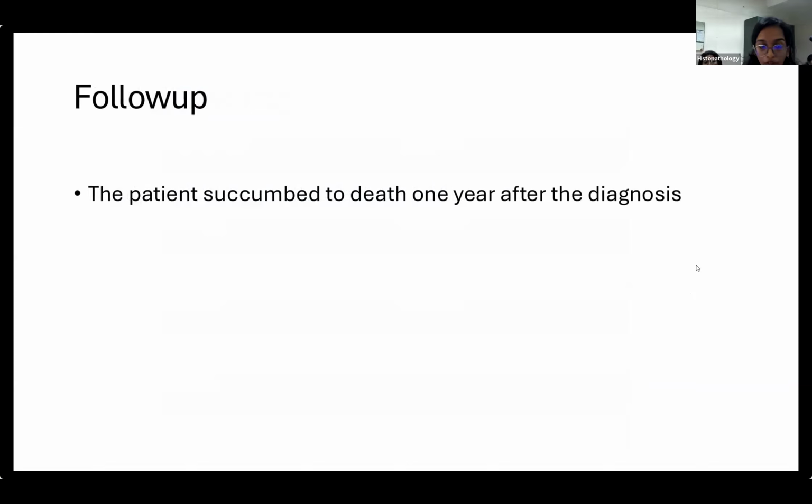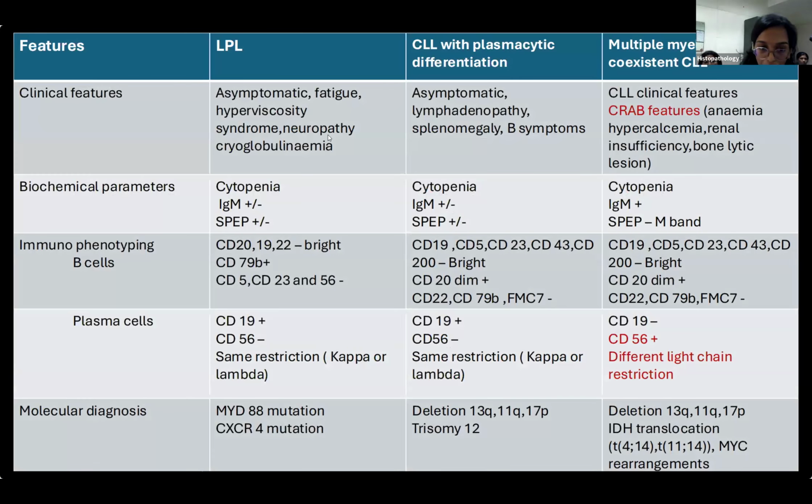On follow-up, the patient was treated for multiple myeloma and the patient succumbed to death 1 year after the diagnosis. This table explains our differential diagnosis of this case, which is lymphoplasmacytic lymphoma, chronic lymphocytic lymphoma with the plasmacytic differentiation, multiple myeloma with coexistent CLL.